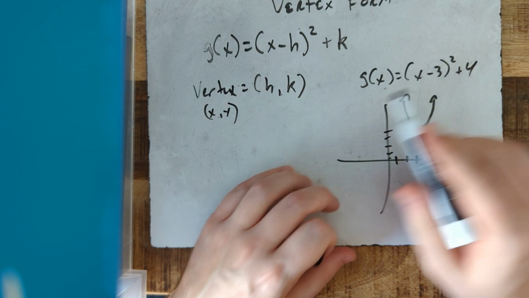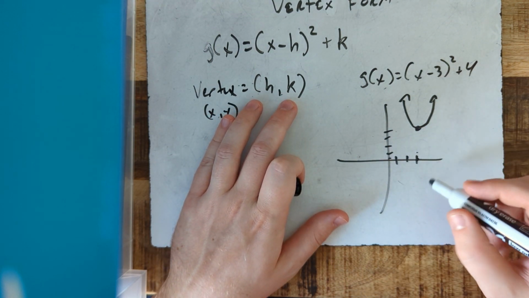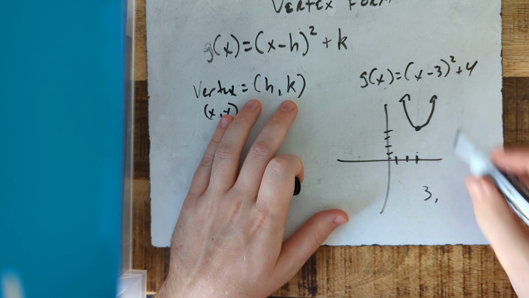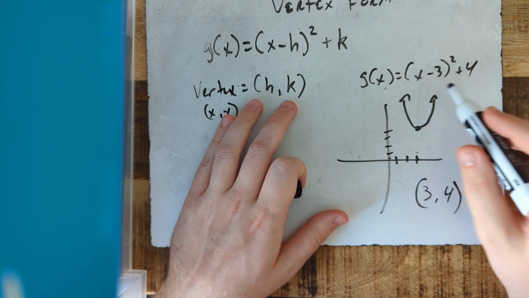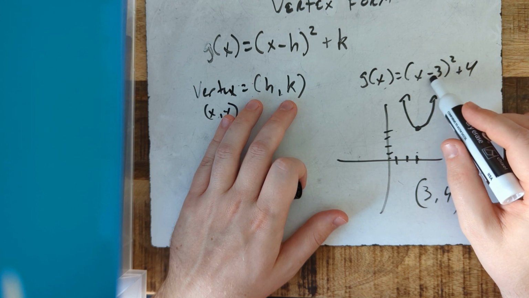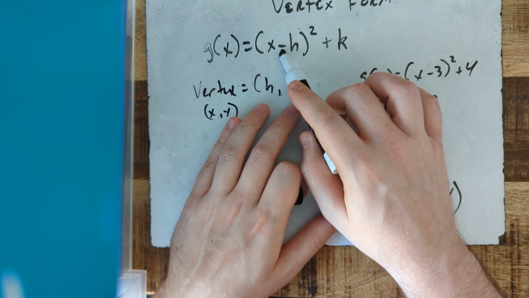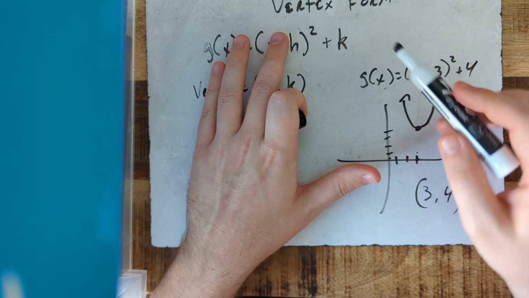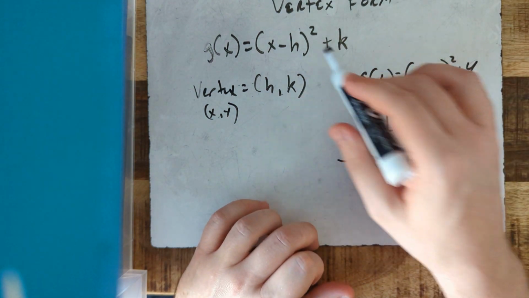So a vertex, as we saw over here, is (h, k). h is 3, k is 4. Now, don't get confused by that sign in the middle. Your x is not negative 3. Remember, the minus is already there, so don't even look at that in this case. The h stays by itself like that.